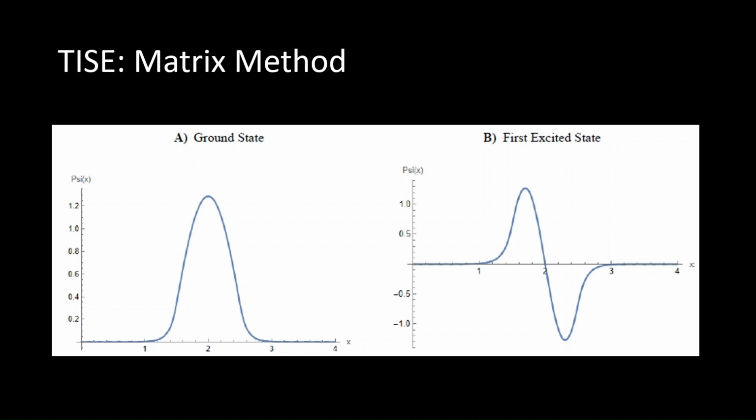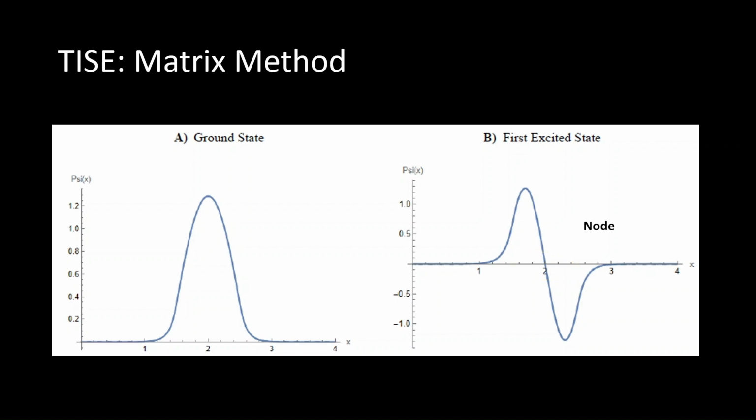In figure B, we take it one step further and solve for the wave function at the first excited state, which means that there's one more oscillation compared to the ground state. We find that there is one node, or a region of the wave function where the probability of finding the particle is 0, which is expected.